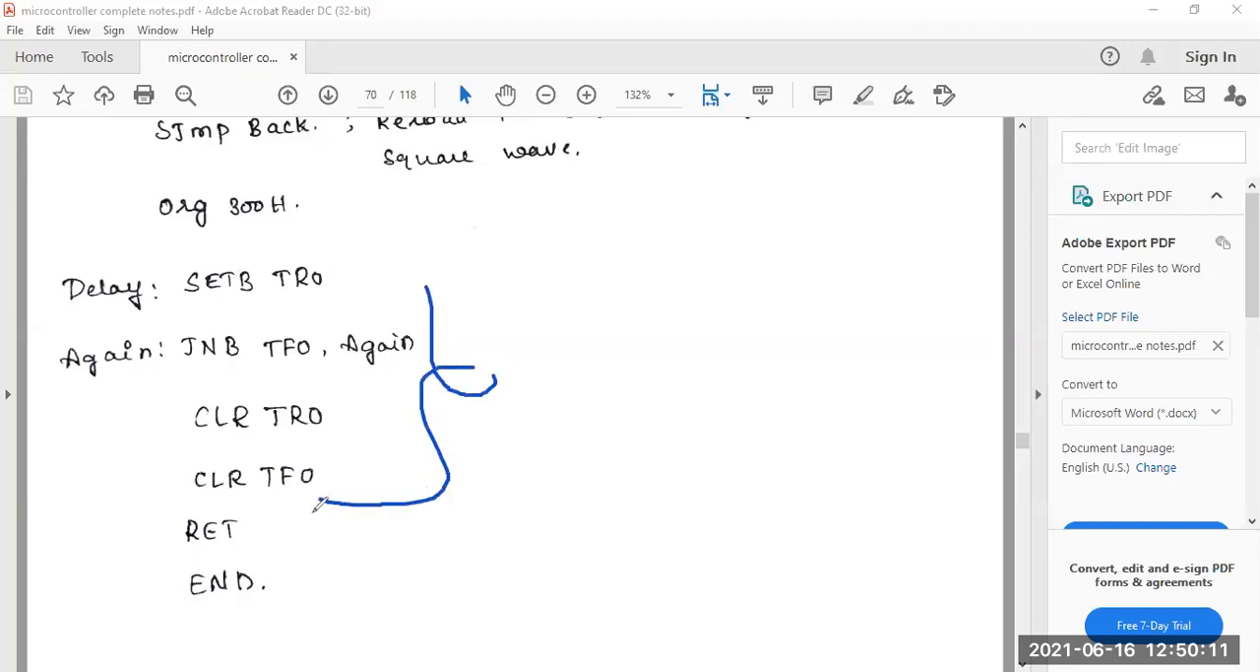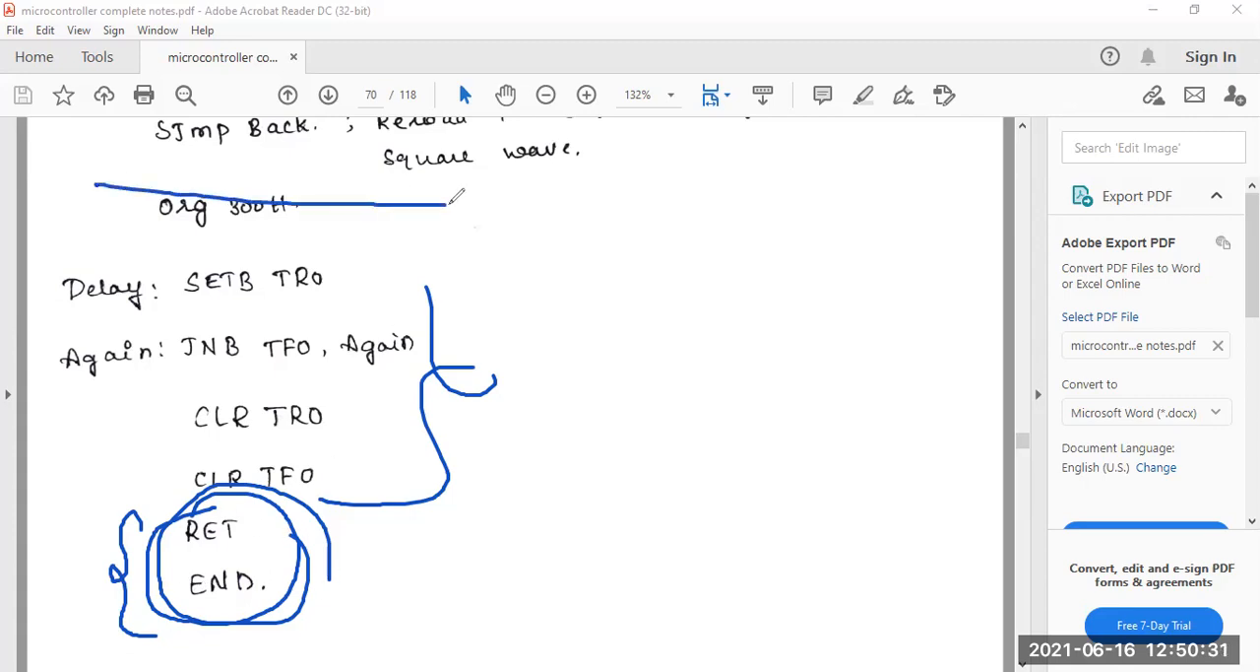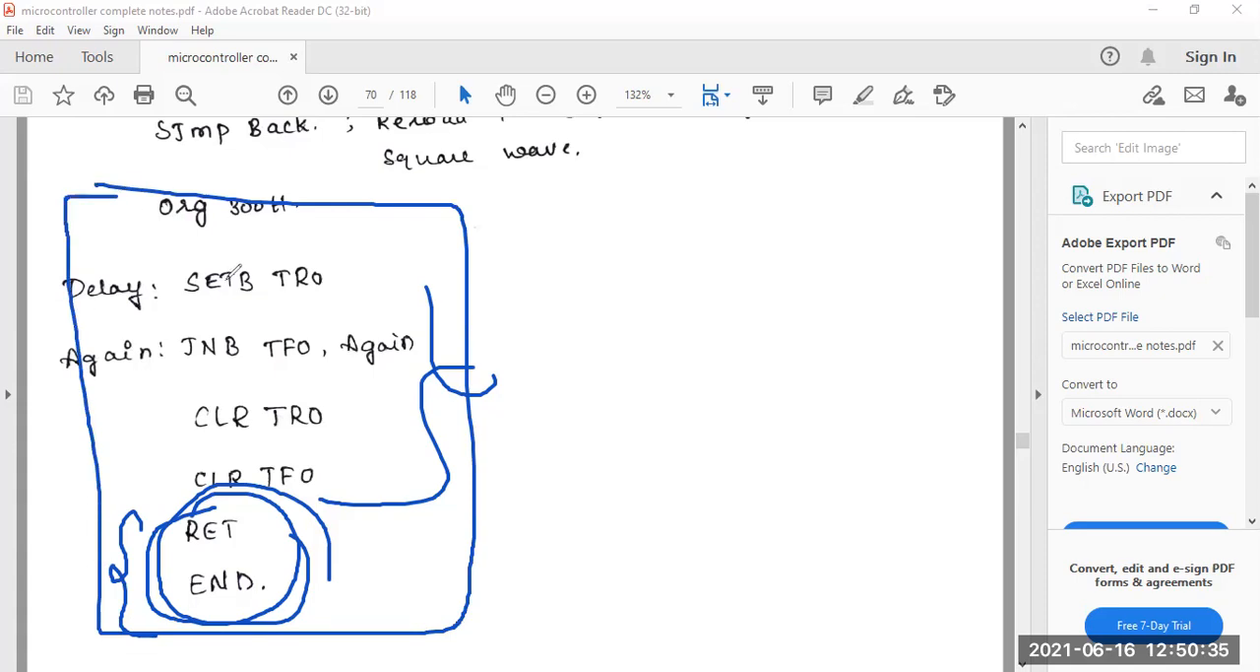While ending the delay program, because it is a subprogram, you have to write RET, and then END. You should always end the subprogram by writing these two instructions. Whenever you are writing a subprogram, you should write these two instructions. This is your complete subprogram inside the main program.